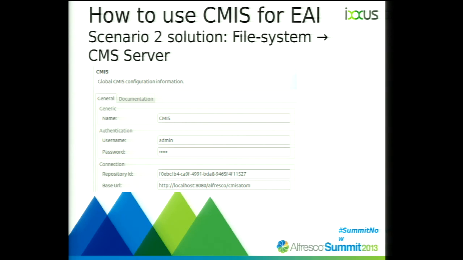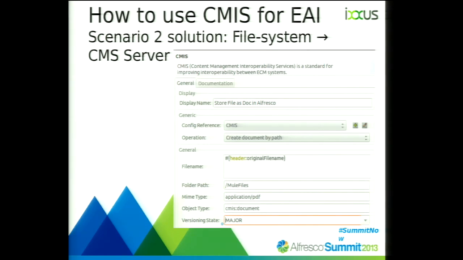And where do you get that? If you call one of these CMIS base URLs here, like CMIS atom pub XML, it's going to send you back a page where you can find the repository ID. Same with the JSON CMIS browser binding. So now you basically configure the CMIS connector to be able to talk to your repository.